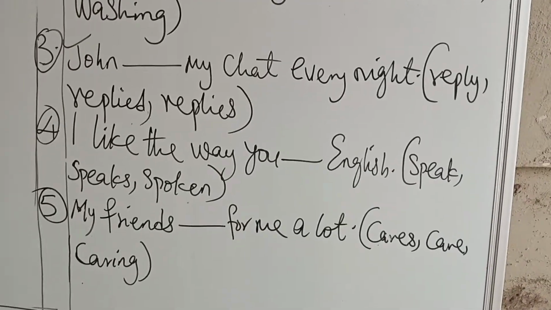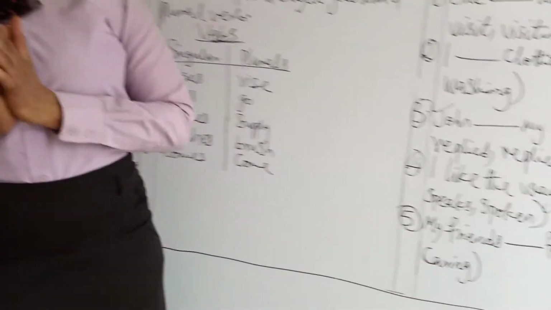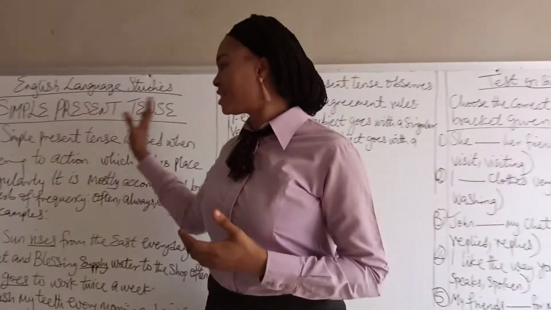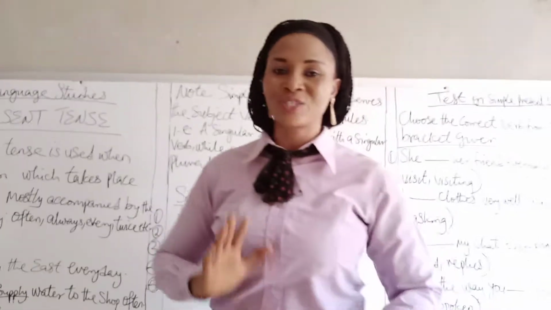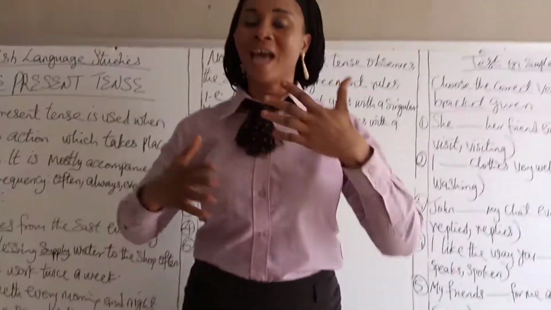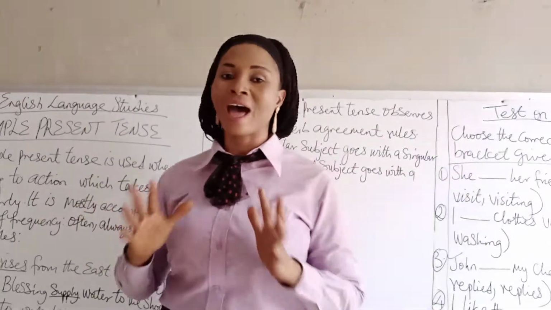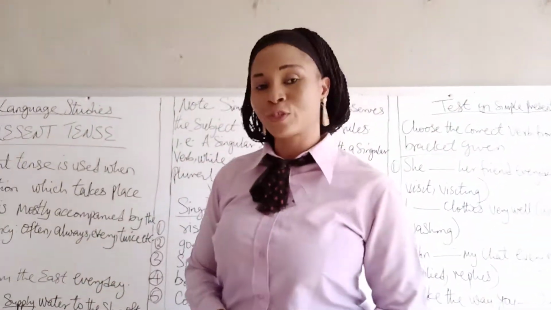Okay, then having said this, in conclusion, the simple present tense is used whenever we are dealing or talking about an action that happens on a regular basis. This is where we start for today.